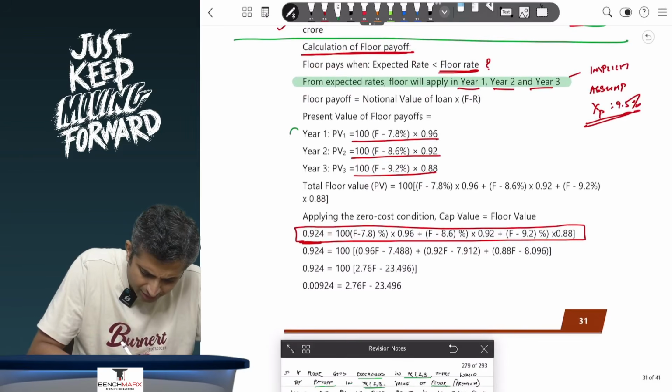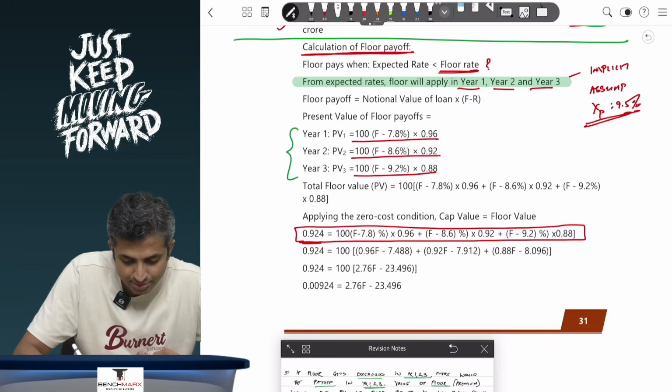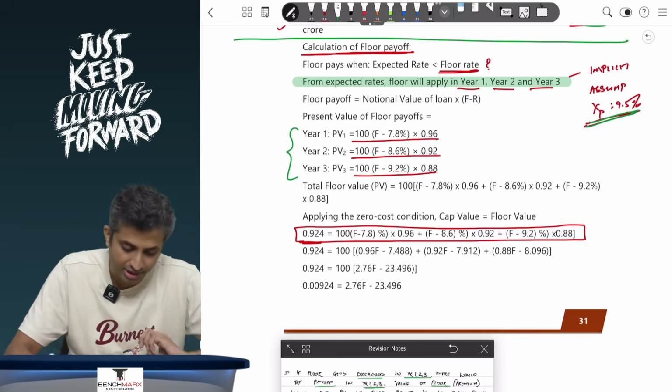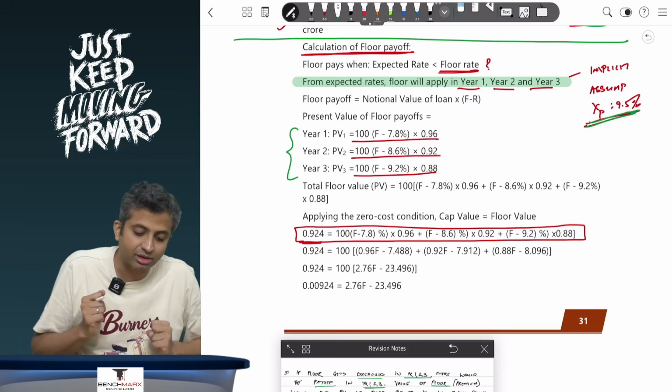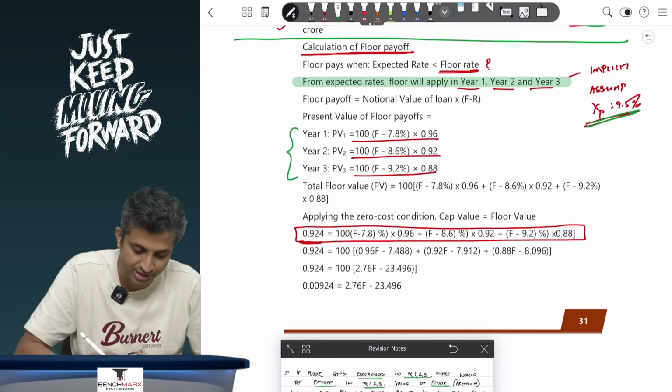So they are saying that these are the three places where the floor will be exercised. I don't know how. Maybe that is based on an implicit assumption of the cap rate being taken as the same, because otherwise how can you say that these are the three values and the fourth value will not be exercised? I can always argue and say the third value will also not be exercised.